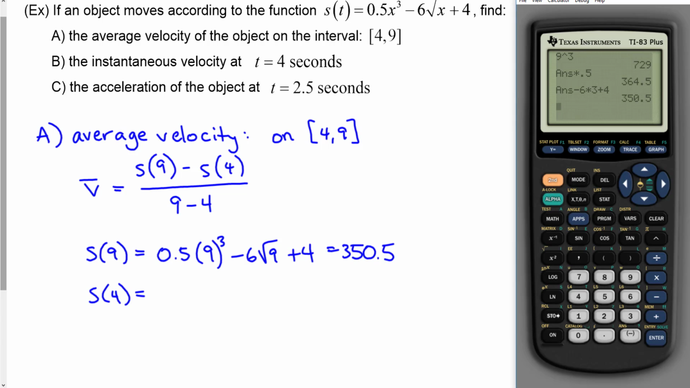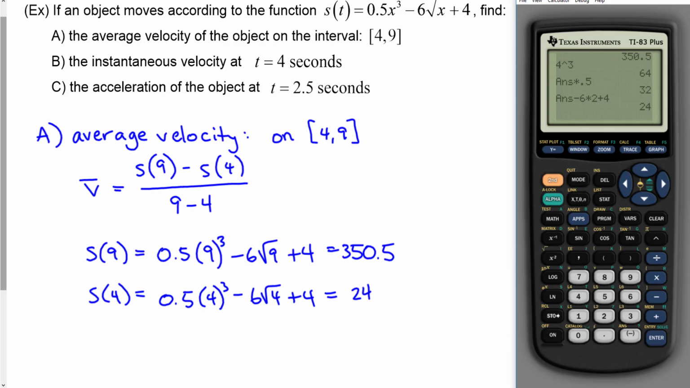Anyhow, s of 4, we would take 0.5 times 4 cubed minus 6 times the square root of 4 plus 4 and see what we come up with here. So 4 cubed is 64 times 0.5 is 32, minus 6 times the square root of 4, which would be 2, then plus 4. So that's 24.